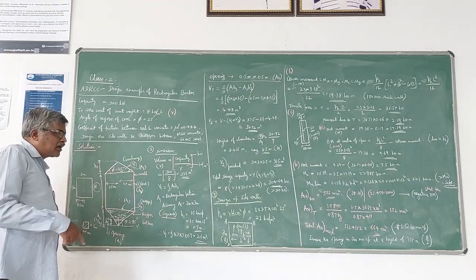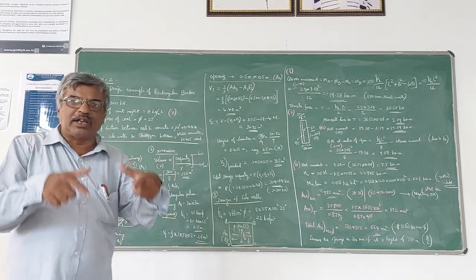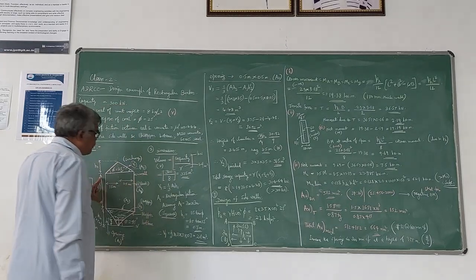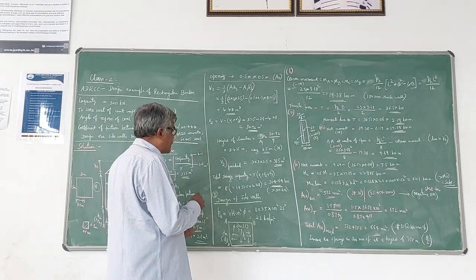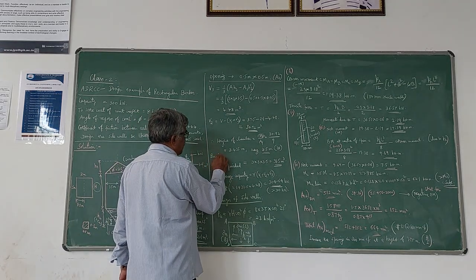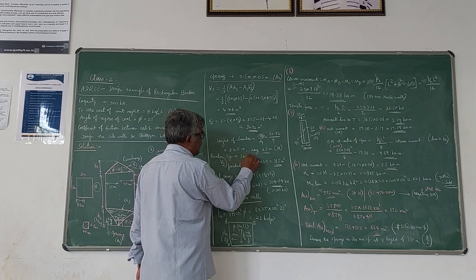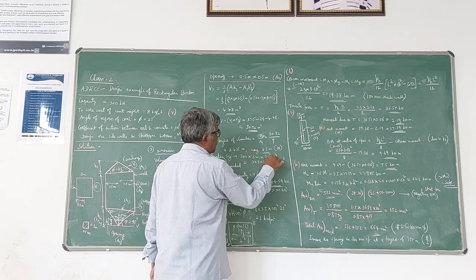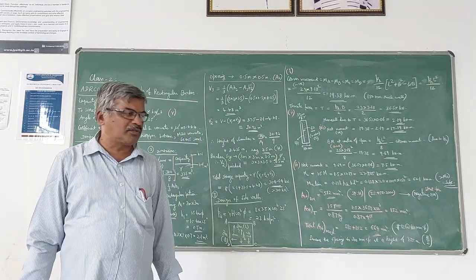So the dimensions now: the rectangular portion from the plan is 3 meter by 3 meter, and the height in the elevation, capital H, will be 3.5. Therefore, the bunker size is now 3 meter by 3 meter by 3.5 meter. So length is 3 meter, width is 3 meter, height is 3.5 meter. So this is the bunker size. This is how you have to fix the dimensions of the bunker.